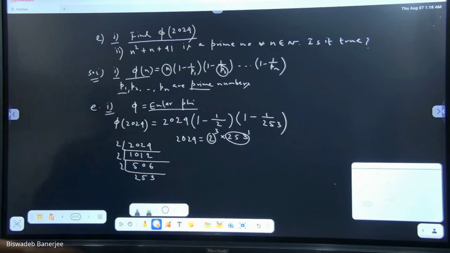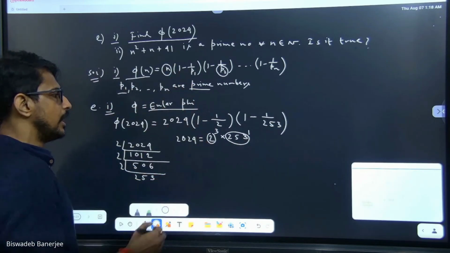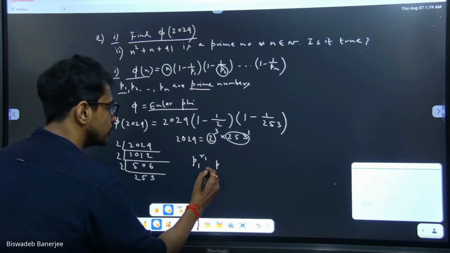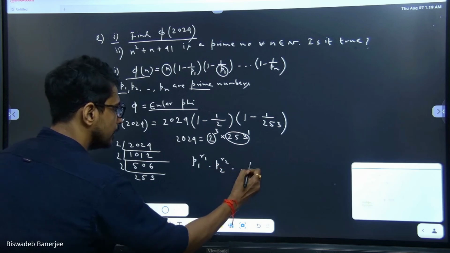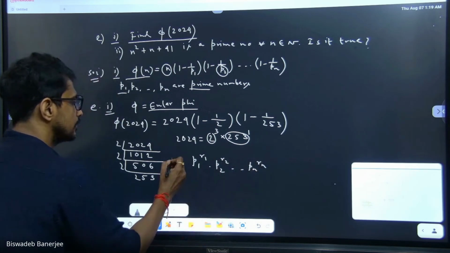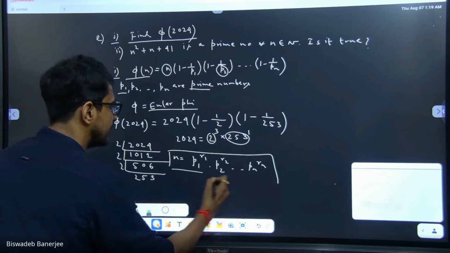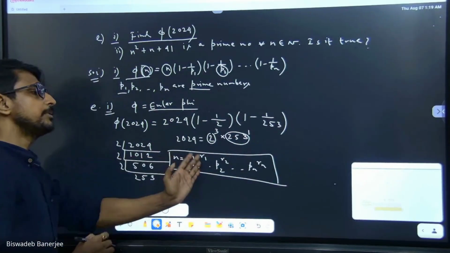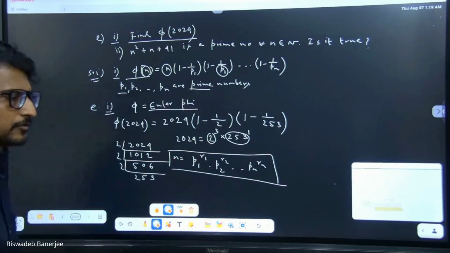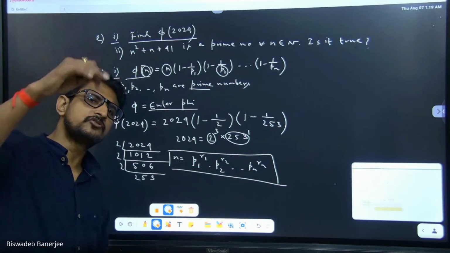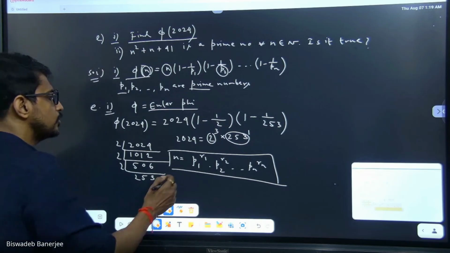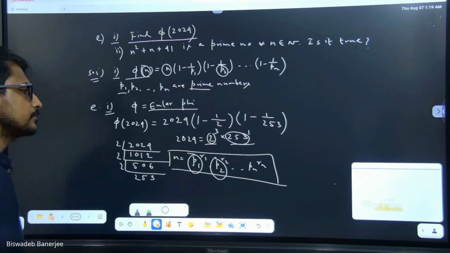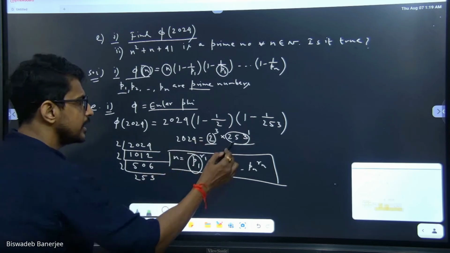See that, 1 minus 1 by P1. This is my P1. Actually, n is written as P1 to the power R1 into P2 to the power R2 into Pn to the power Rn. If my n is this, it's a standard theory. You can find this theory in any standard book. So for my 2024, my P1 is 2, my P2 is 253, my R1 is 3, my R2 is 1.